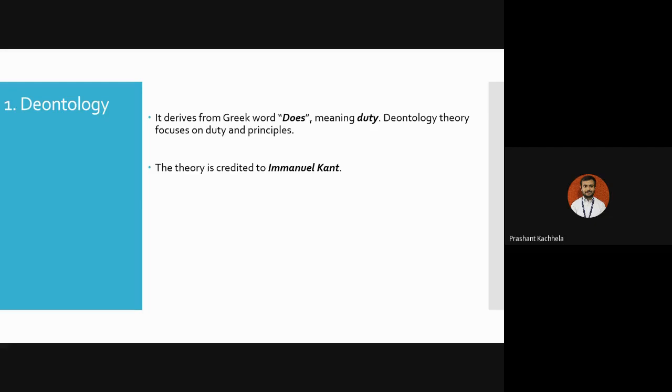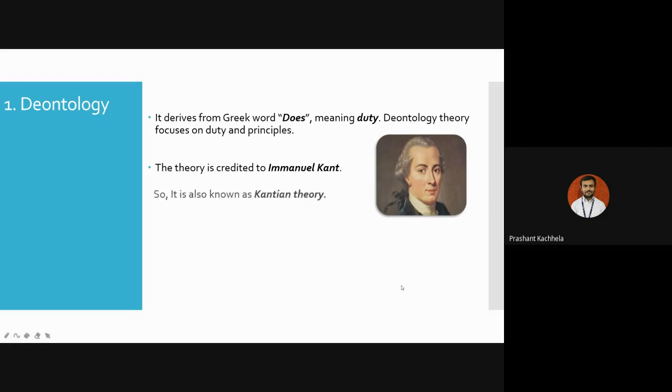So the theory is definitely credited to Immanuel Kant. This is the picture of the person. As the theory was very popular on his name, the second name is also based on his name. It is known as Kantian theory. This is the second name.